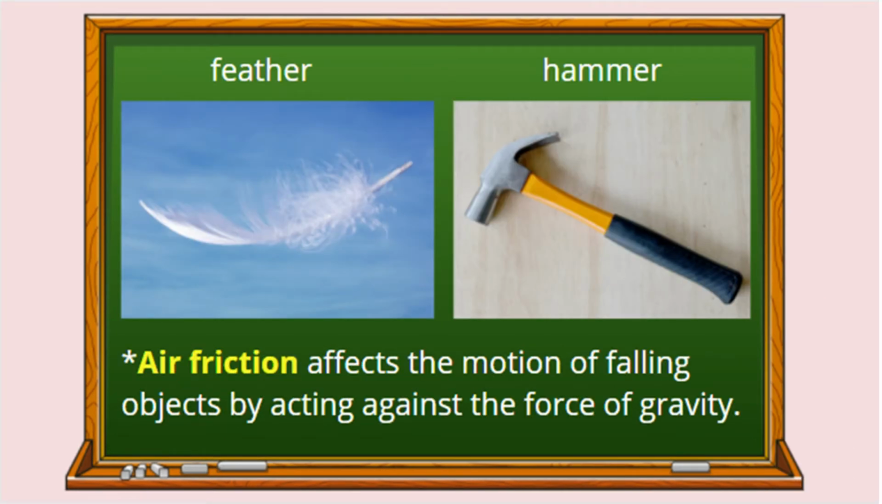When you drop a hammer and a feather at the same time, both objects will respond to gravity. However, the hammer will reach the ground first because there is another force that affects the feather. When objects move through air, the force of friction opposes their motion. Friction is a force that opposes motion between two surfaces sticking or touching together. Friction works on the surface of the feather. Air friction affects the motion of falling objects by acting against the force of gravity.